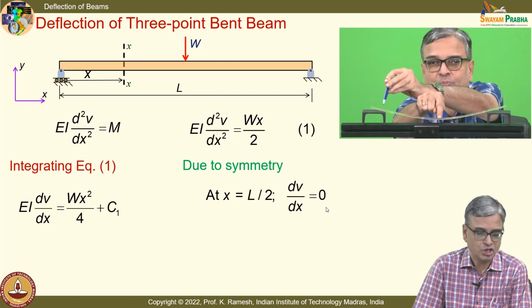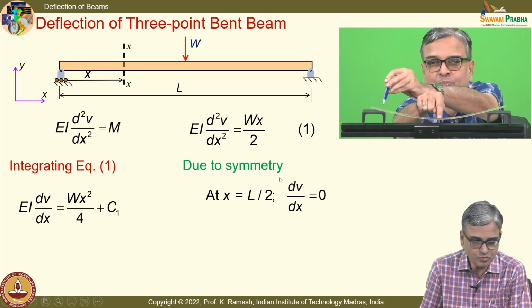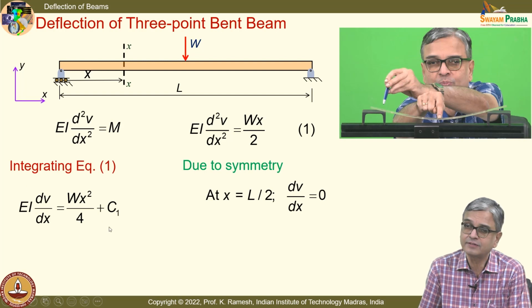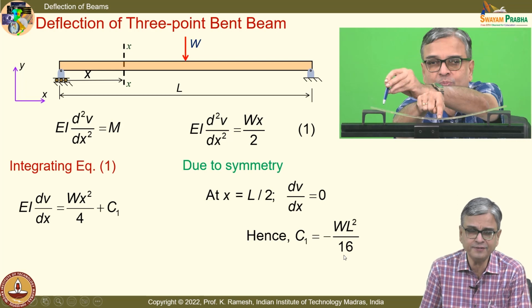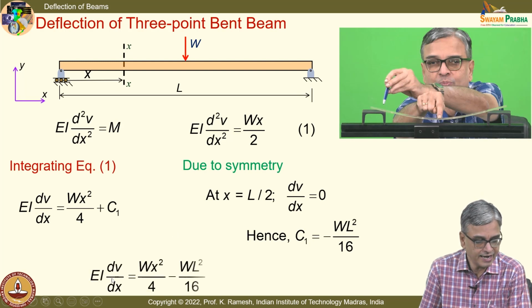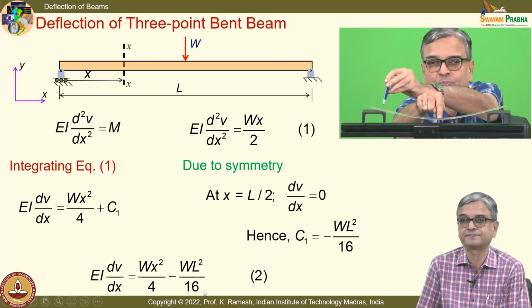Fine. And once you substitute these, you can find out what is C1. It's very simple and straightforward. Okay. So, I get C1 as minus WL squared by 16. Just substitute this condition, and I get EI dv by dx equal to Wx squared by 4 minus WL squared by 16.